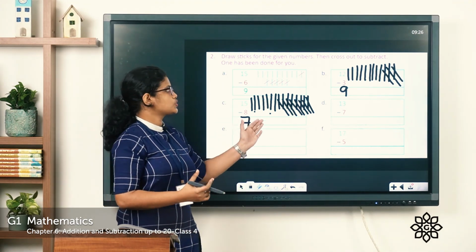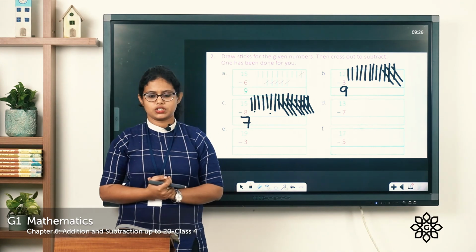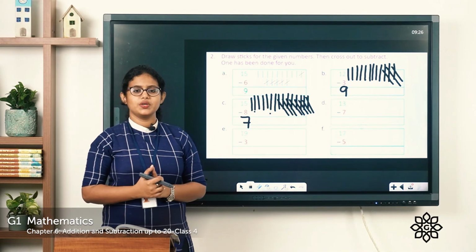So this is how you should do the cross out subtraction. So I hope you have understood.